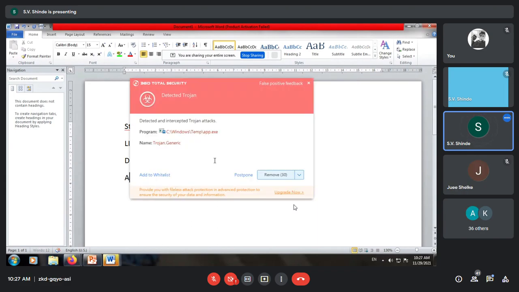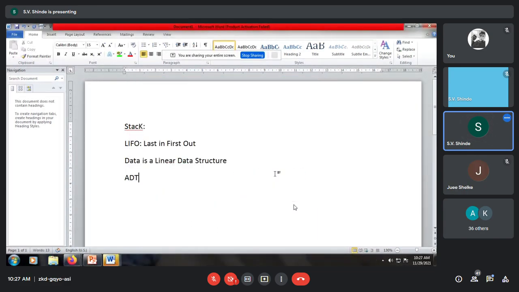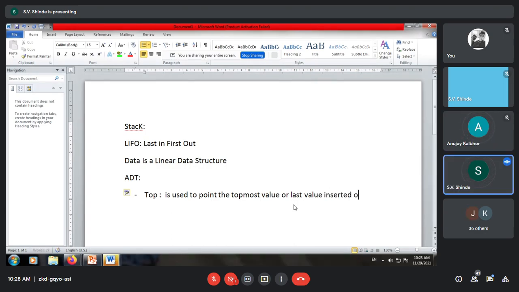Then about its entities, there is a variable that is top. What is the top used for? It is used to point to the topmost value or last value inserted on the stack. So it is used for that.